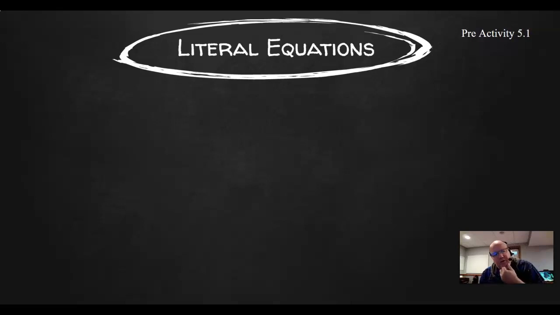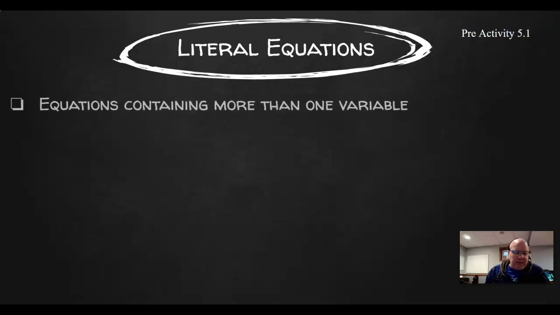Alright, so we're going to introduce you to a concept called literal equations. Literal equations are equations that contain more than one variable. Up until this point, we've been working with 5x plus 7 equals 14 and solving that with only one variable, x. But a literal equation is going to contain more than one variable, something like d equals r times t, which you might know as distance equals rate times time.